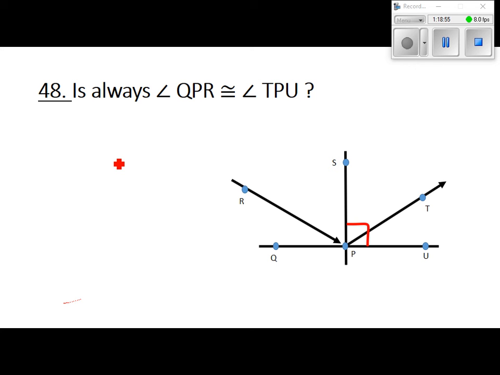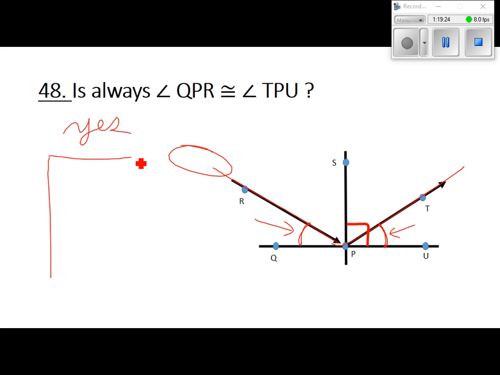Your classmate claims that angle QPR is congruent to angle TPU. These two angles are congruent. Is that always going to be the case? Yes. If you take a flashlight and you shine it right here, and it hits that mirror and reflects off, the angle that it hit the mirror at is always going to be the same as the angle it reflects off at.